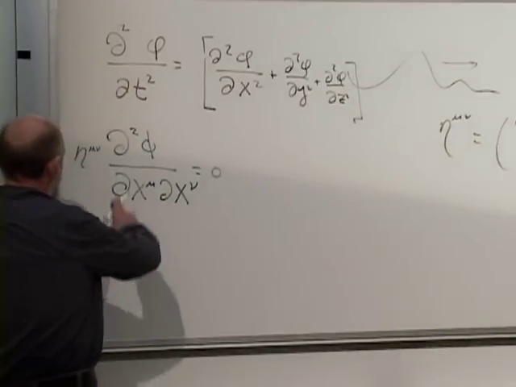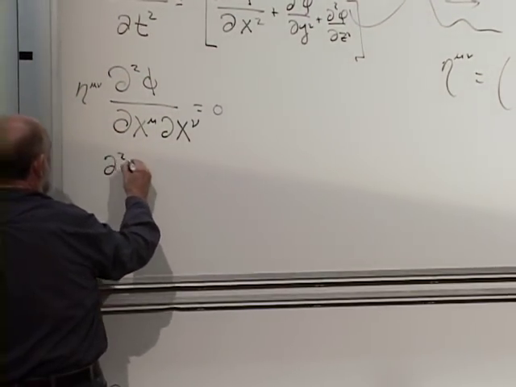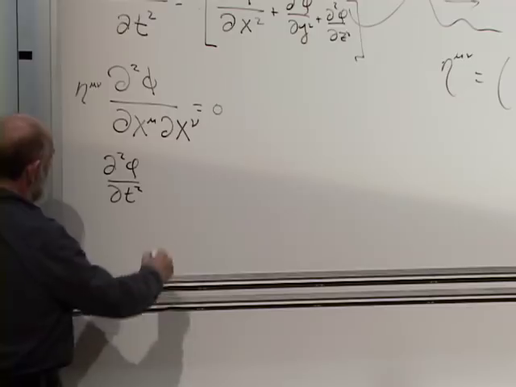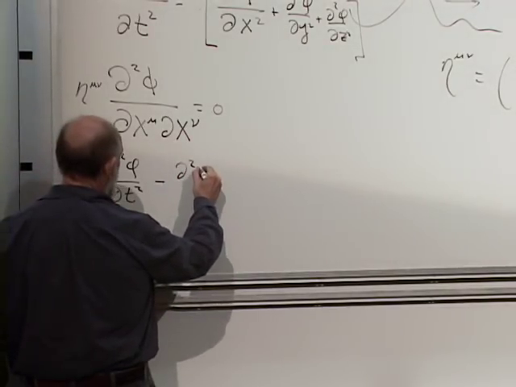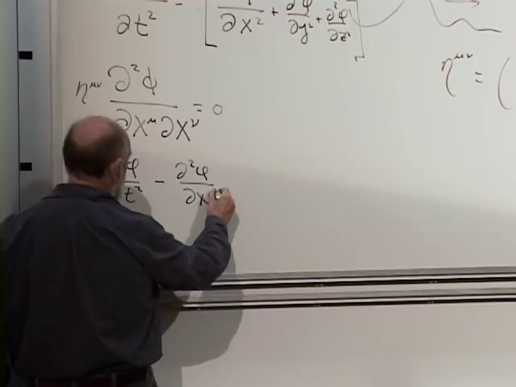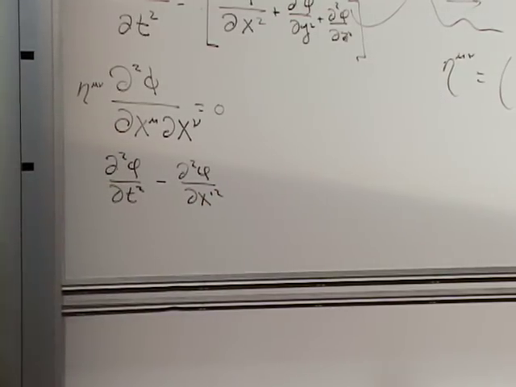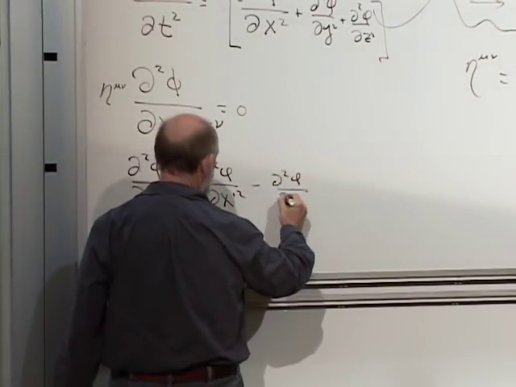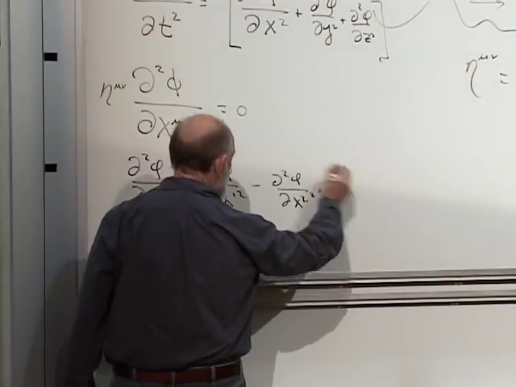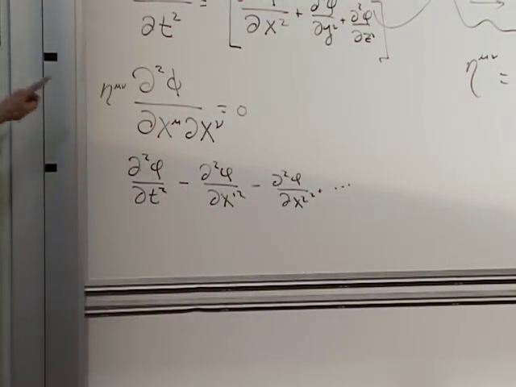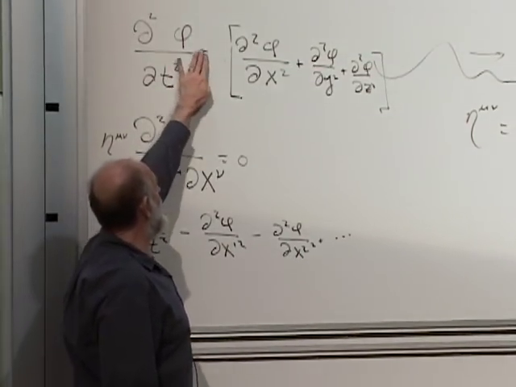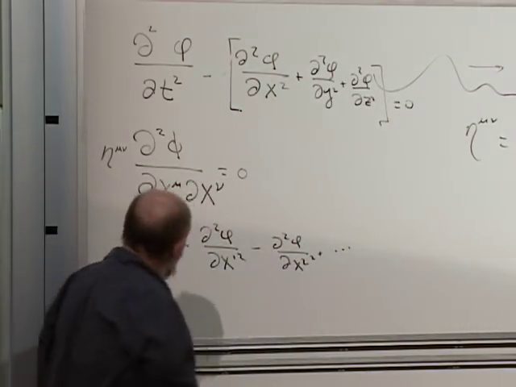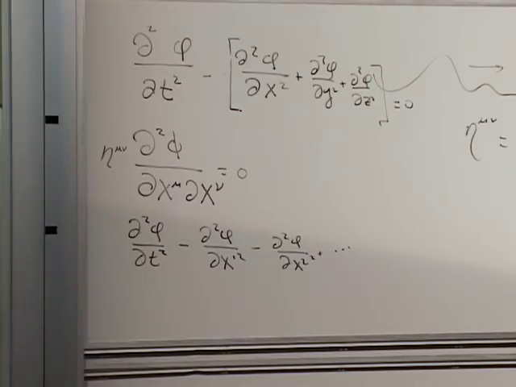So let's see what we have. From eta naught naught, we have the second partial of phi with respect to t squared. And now what about eta 1, 1? That's minus 1, and it becomes the second partial of phi with respect to x1 squared. What about eta 2, 2? Same thing. Plus the third term. Well, that's just this. In particular, if I transpose this to the other side and set it equal to 0, we've written the wave equation in what looks like a nice tensor form.